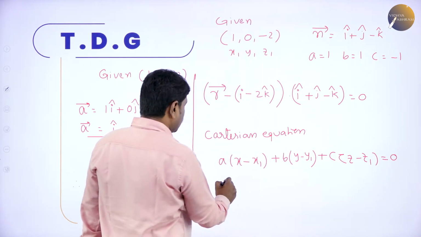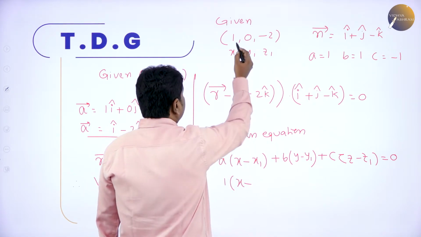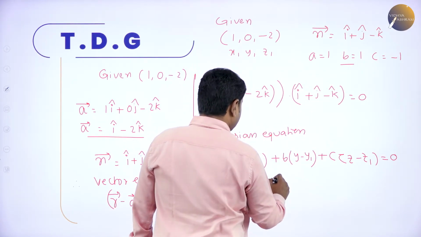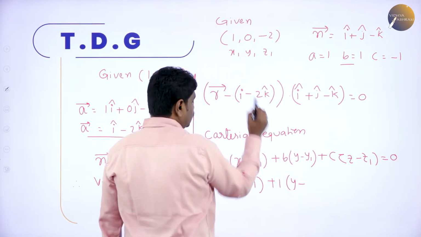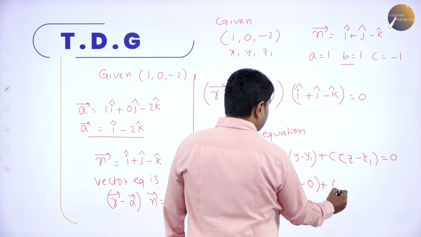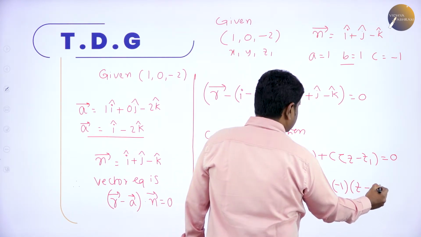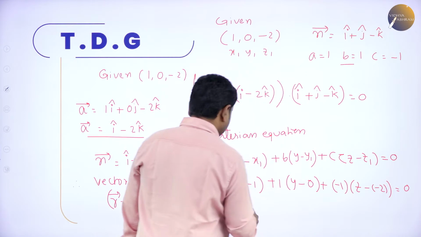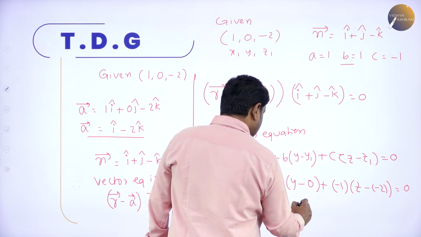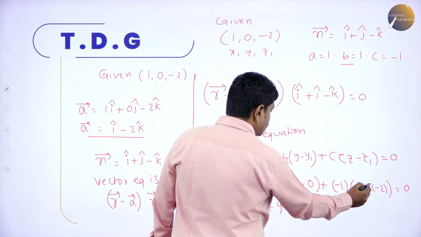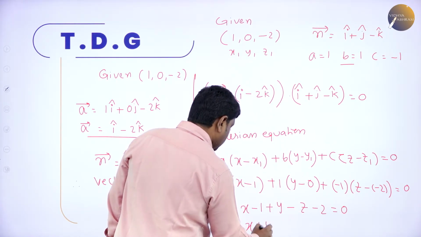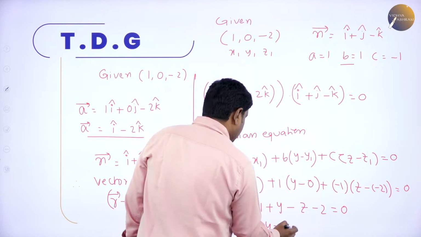So now in the place of a, put 1. 1 into x minus x1, means the point, 1, plus b, what is b? 1 into y minus y1. What is y1? 0. Plus c, what is c? Minus 1 into z minus z1, means minus 2, is equal to 0. Simplify this, it will become x minus 1 plus y minus 1 times z minus, minus into minus, minus into minus plus into minus is minus 2, is equal to 0. Or we say x plus y minus z minus 1 minus 2 becomes minus 3.